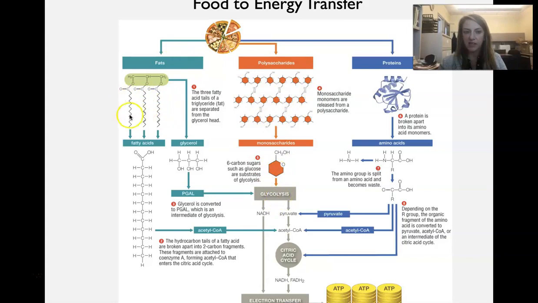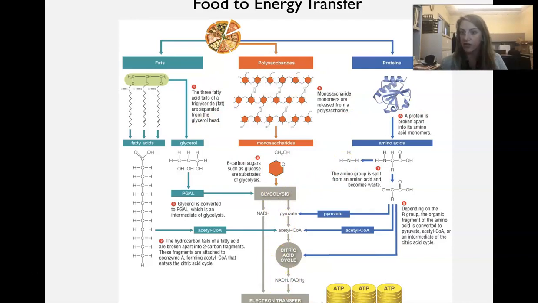Fats, remember we have fatty acid tails in our fats. You can get conversion of the glycerol into something called PGAL you can put into glycolysis. Fatty acids can be turned into acetyl-CoA, and that can enter the Krebs cycle directly. Proteins can be broken down into amino acids, and you can put those in as pyruvate, acetyl-CoA, or into the Krebs cycle directly. And so you don't need to know the names of these things, but just realize that it's not all about glucose, right? Anything you eat, you can break down or convert and put somewhere into the respiration.